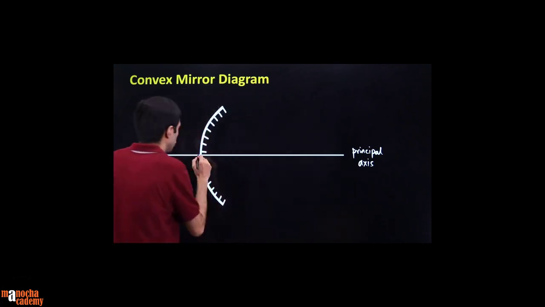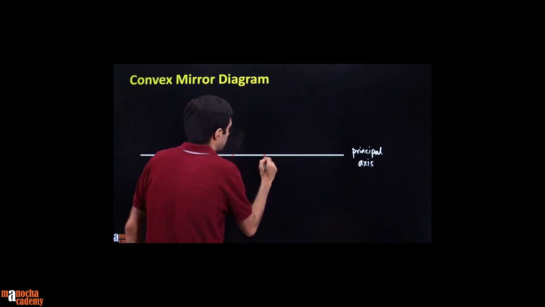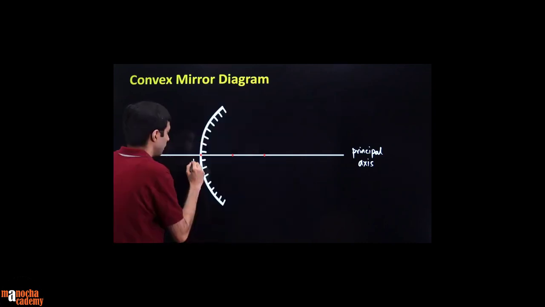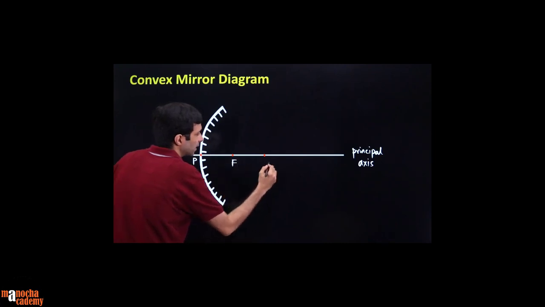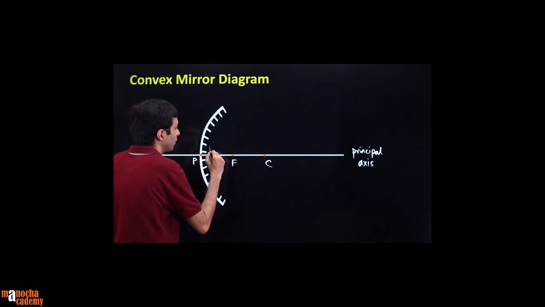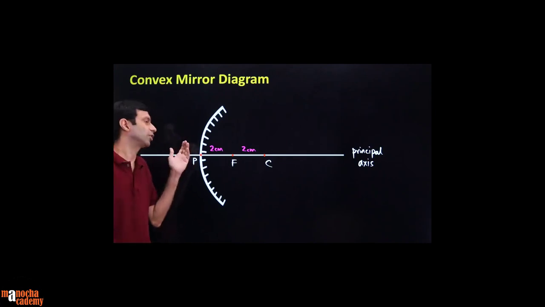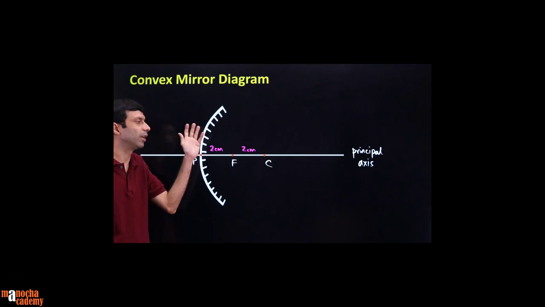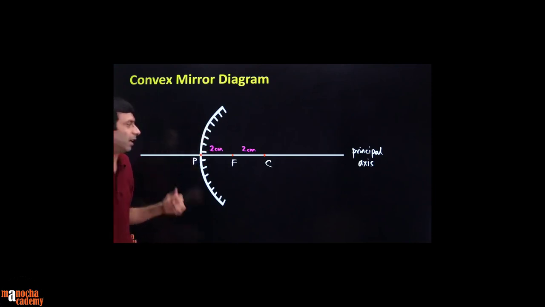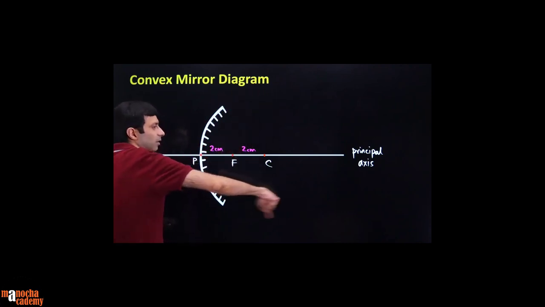If this is your pole, this is your focus, and this is your center of curvature. So this is my pole, focus, and center of curvature. Again, you can keep 2 centimeters, 3 centimeters, whatever you want. They basically need to be equal. Your object will be placed here. When you're doing this reflection, the object is placed here, and the rays will go here and reflect off this mirror. And then again, you place your compass point over here and draw this arc, okay?